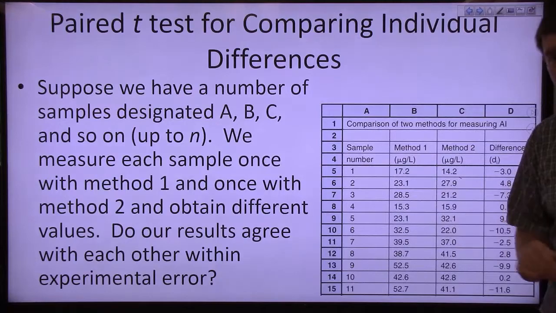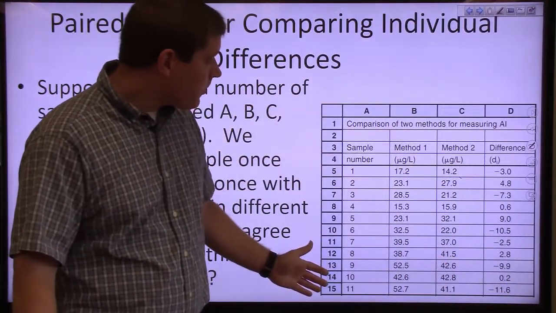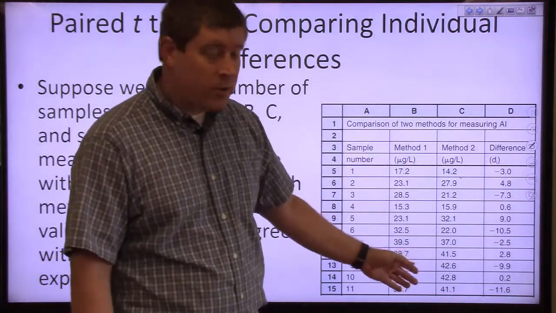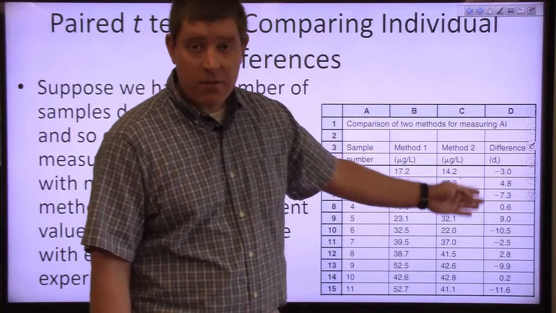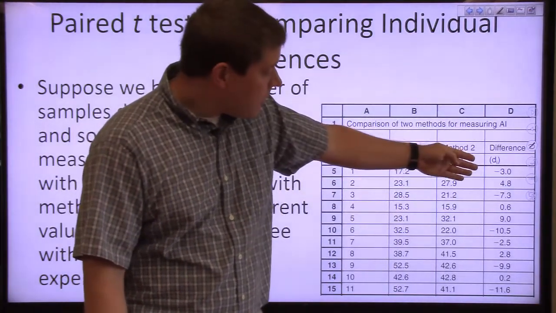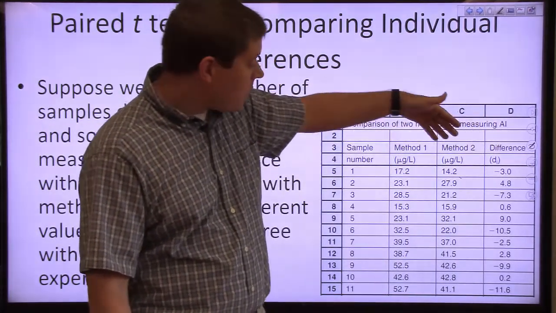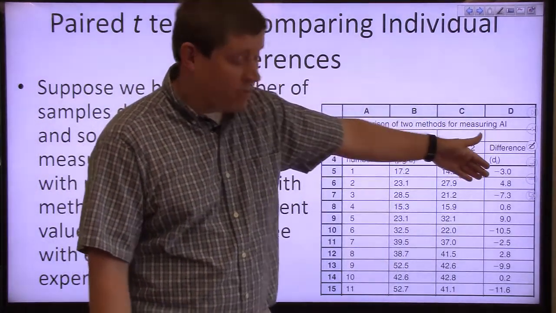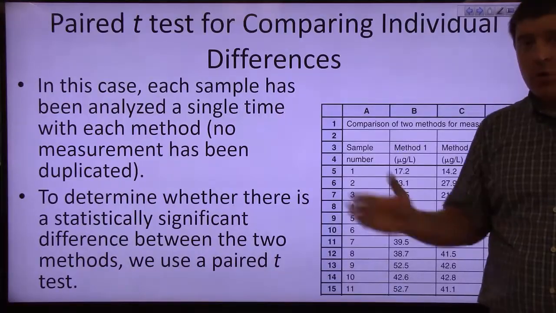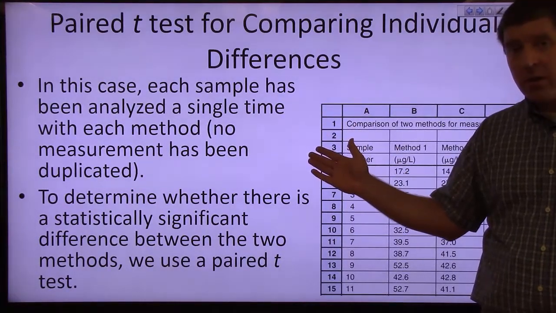So here we have a spreadsheet showing our sample number. We've got method 1 and some measurement. We've got method 2 and some measurement. And then in the third column, we've got the difference between method 1 and method 2. So sometimes you can see method 1 is higher, and so we have a negative difference here. Sometimes we have method 2 is higher, so we have a positive difference, and we can then average these difference values.